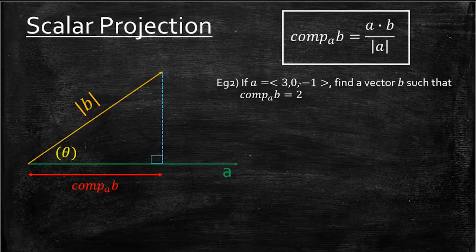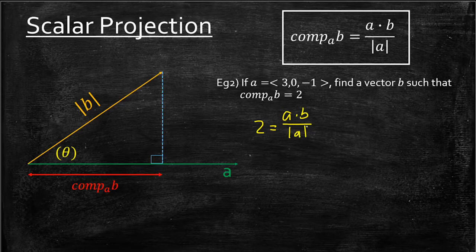Let's look at the next question now. If A is 3, 0, negative 1, find a vector B such that the component of B onto A equals 2. So again, we'll use this formula here, and let's just write in what we know. We know that the component of B onto A is 2, so we're going to have 2 equals A dot B divided by the modulus of A.